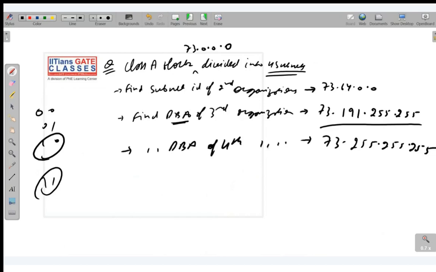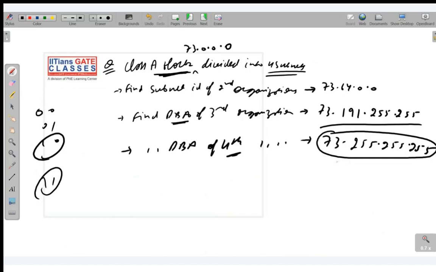Sir. Okay, now a very beautiful point is coming. Please try to focus here. If we have a class A block and you have not done subnetting, what will you say? The direct broadcast address for this class A block will be this only, right? Yes. Okay, and now if we have done subnetting, then it will be the direct broadcast address for the fourth organization. Yes, sir. So they are same. Are you getting it? They are same.